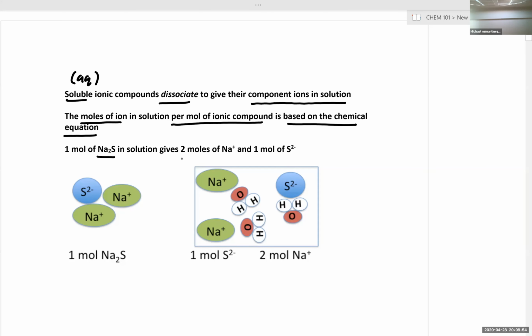Okay, so if we look at our formula, Na2S, for every 1 mole of sodium sulfide, looking at our stoichiometry, how many moles of sodium plus do we have per mole of sodium sulfide? How many moles of sodium do we see in our chemical formula? 2, exactly right. And we read that from our chemical formula, okay? So really use the formula as your guide.